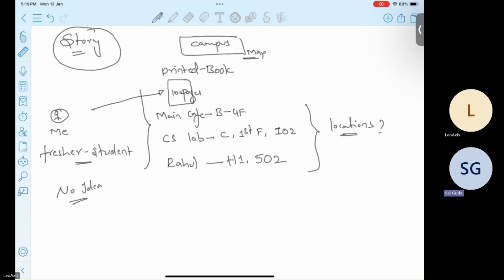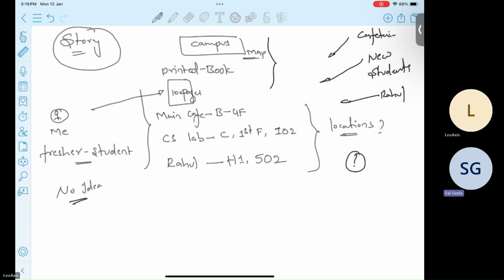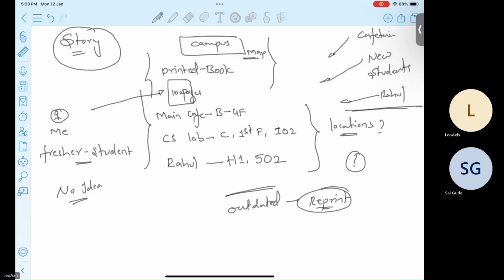Might be, but there are some headaches. Why? Because let's say new students are going to join and become part of this campus. Or a new cafeteria opens. Or else Rahul changes his hostel room. What about this printed book, which was provided to all the students? It will become outdated. Again, they need to reprint it to maintain the latest data.